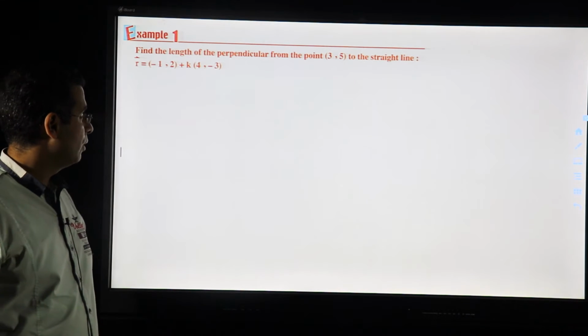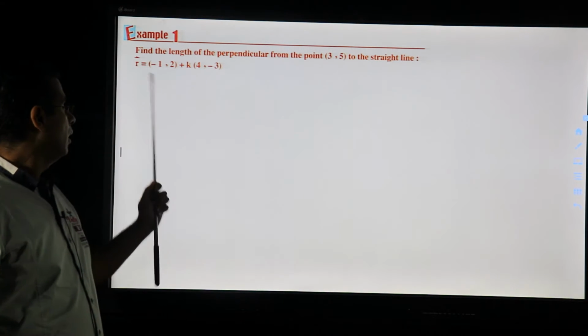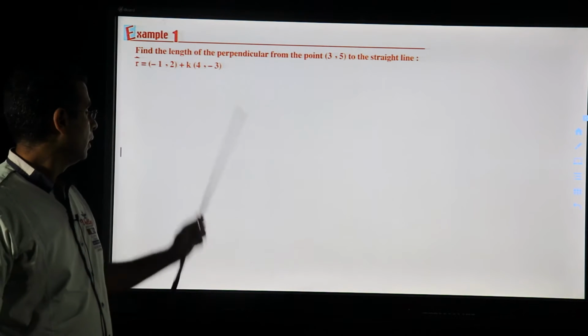Example number 1: find the length of the perpendicular from the point 3, 5 to the straight line r equals negative 1, 2 plus k times 4, negative 3.